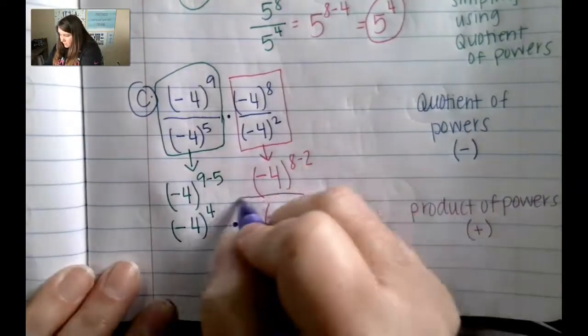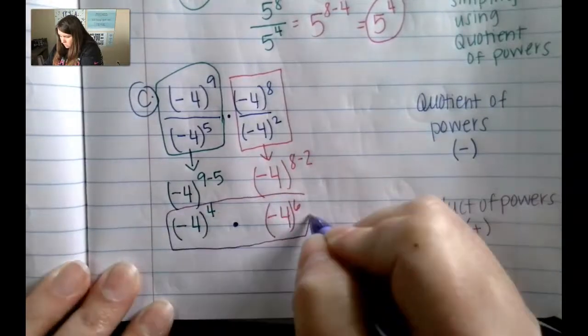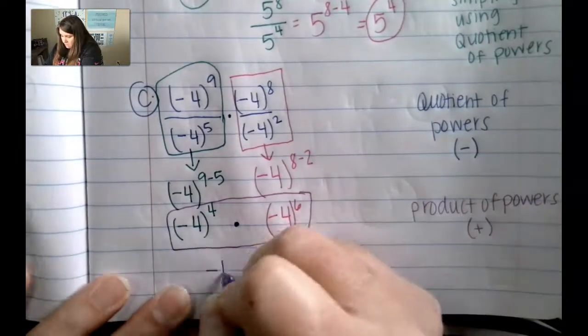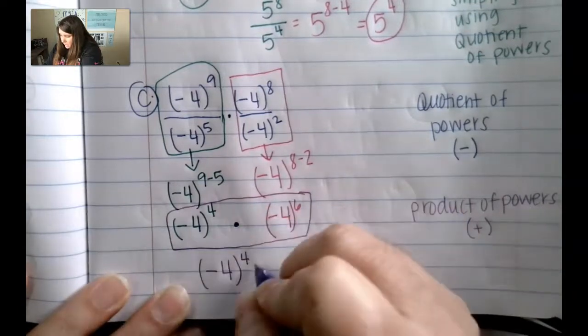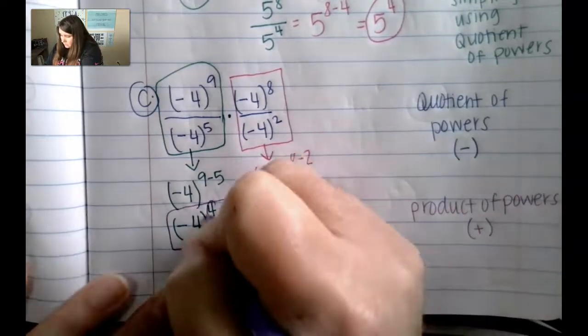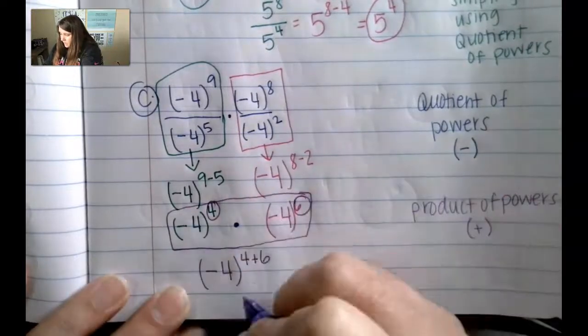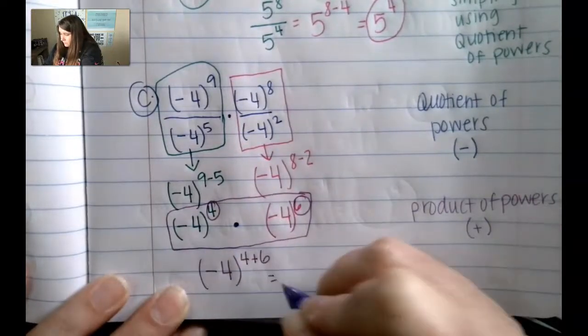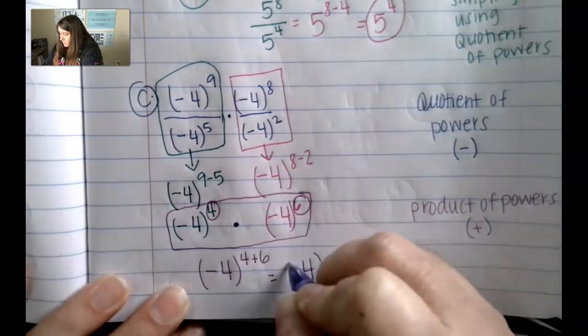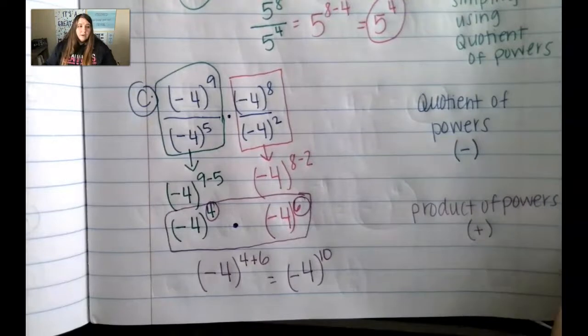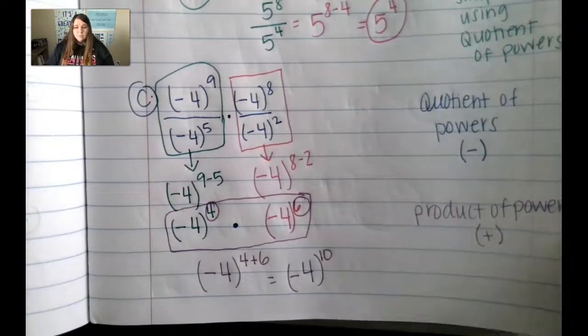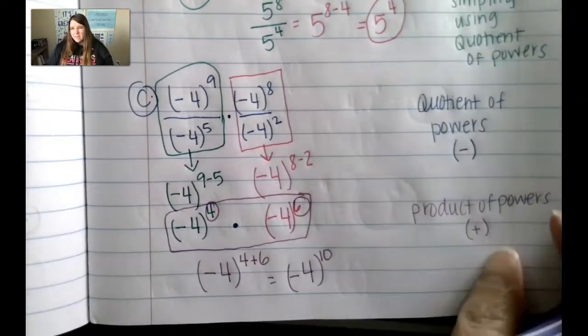So now I'm working in this direction with these two. And I'm using the base of negative 4. And I'm adding 4 and 6. So 4 plus 6. And that gives me negative 4 to the 10th power. So that is my example, negative 4 to the 10th. Okay, go ahead and get this written down.